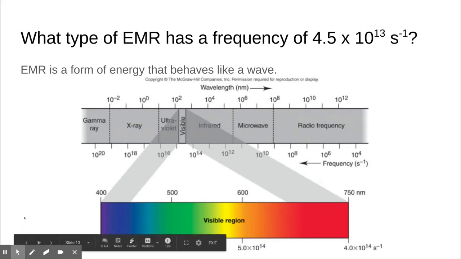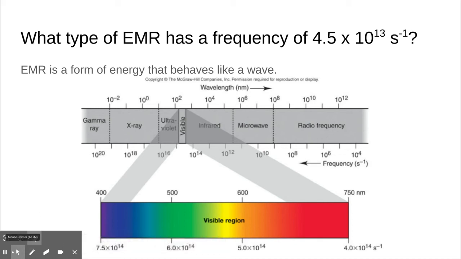All right, let's go with the last question on this set. What type of EMR has a frequency of 4.5 times 10 to the 13th per second, or seconds to the -1? It's kind of an awkward thing to say.